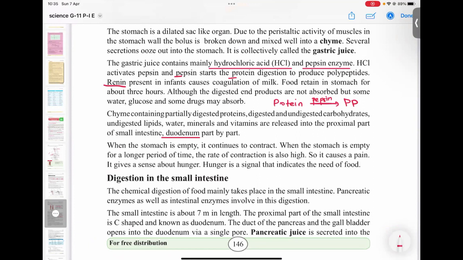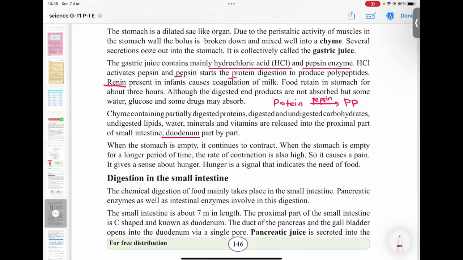Okay. So we divide the small intestine into 3 parts. We have proximal part, middle part, and the distal part. For the proximal part, we have the name called duodenum, then we have jejunum, and then we have ileum. But for the time being, knowing duodenum is enough.